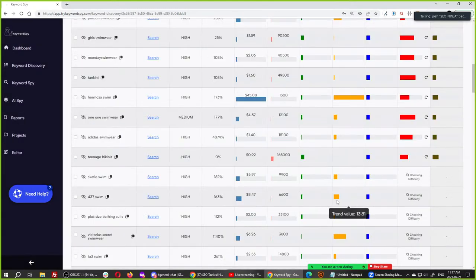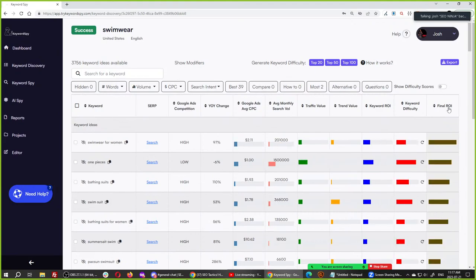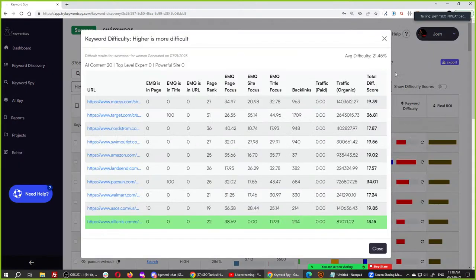Super interesting. That's the case. Let's look at final ROI here. Here's an easy one, swimwear for women. Look at how popular it is, up times two the traffic for the last 6 months. $2 per query they're willing to bid. The difficulty is super easy. You'd come in on page 4 for this. And look at the low-hanging fruit at the bottom of the SERP.